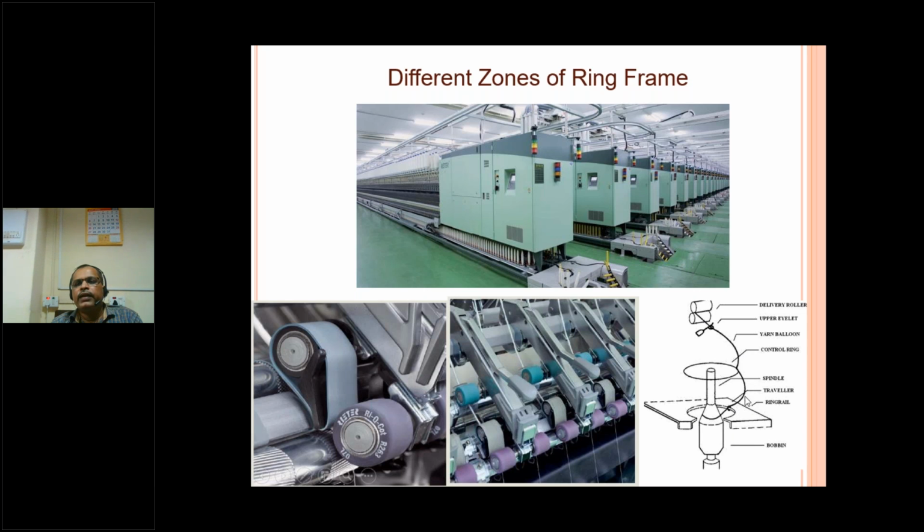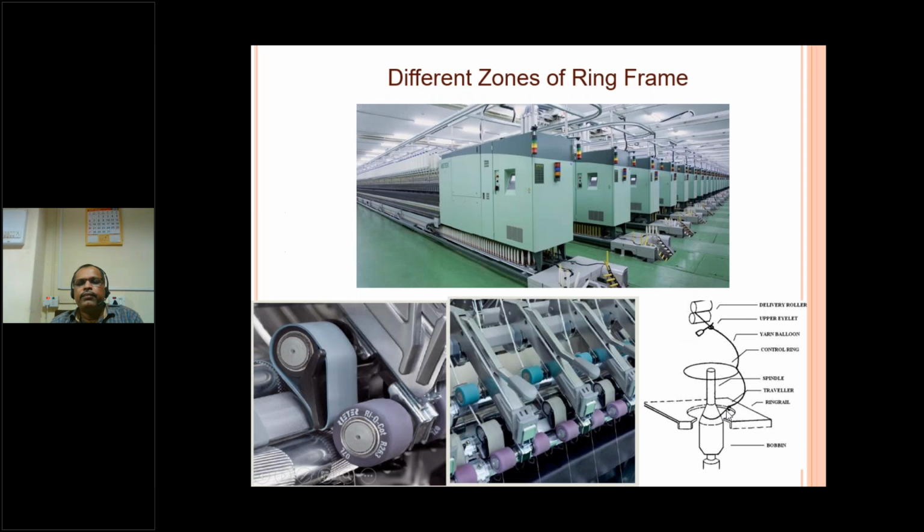It is the holding point and the rotation point. The twist is applied here and material is coming here, and due to the lagging, the difference in speed between this traveler and the bobbin, the material is winding over this bobbin. This is the mechanism for the application of twist.